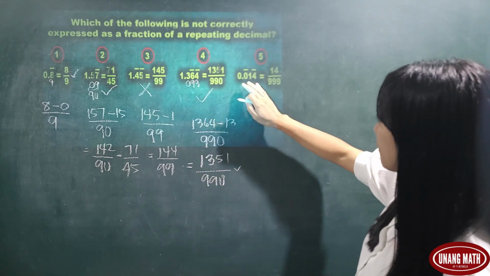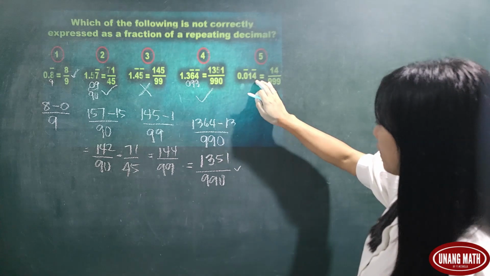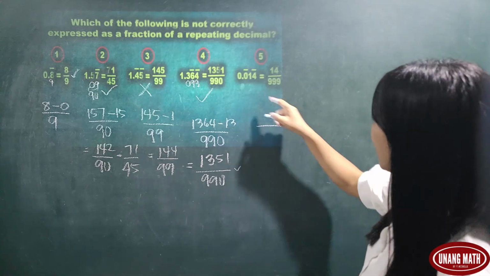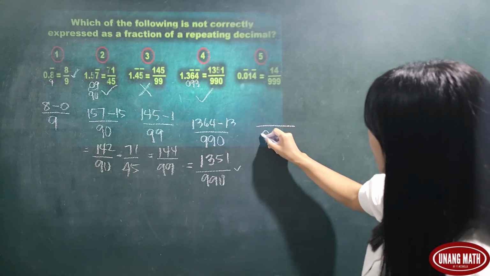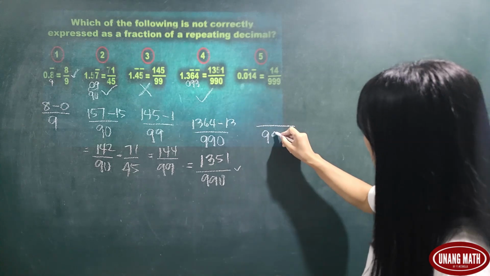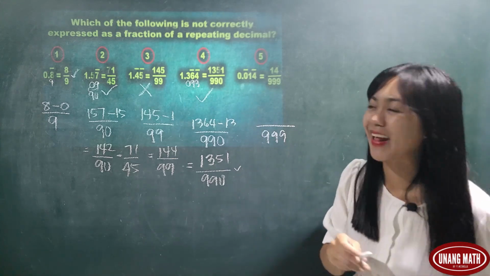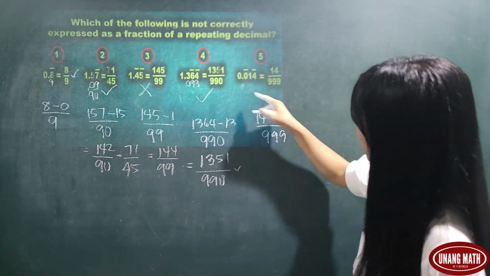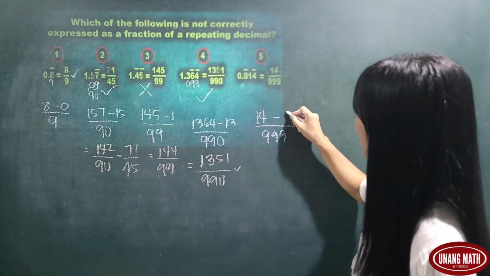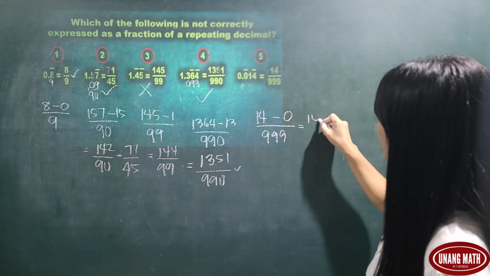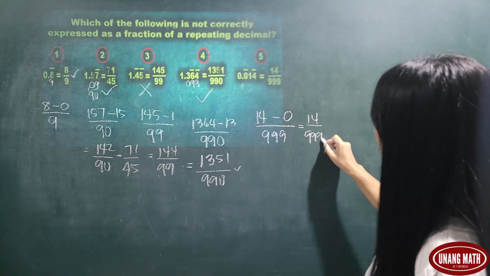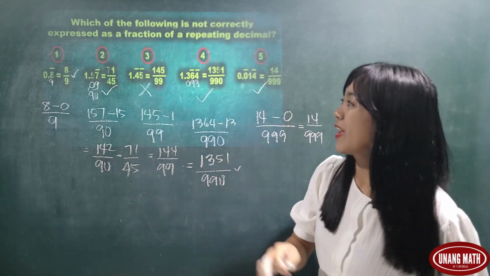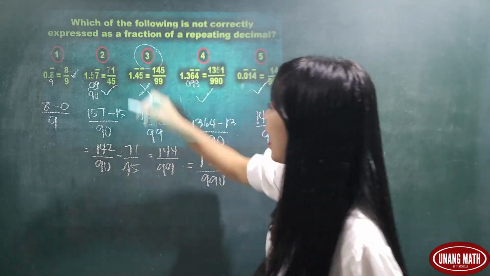Let's check number 5. 0.014 repeating. Is it equal to 14 over 999? Okay, let's get the denominator. 0 is repeating, so 9. 1 is repeating, so 9. 4 is repeating, so 9. So 999. For the numerator, get all the digits. So 14 minus the non-repeating digit, none. So 14 minus 0, so 14 over 999. So this is correct. So which of the following is not correctly expressed? Our answer is number 3.